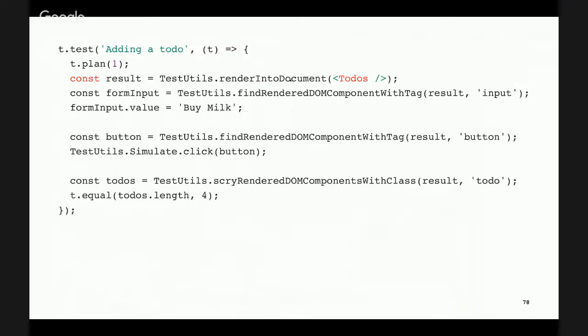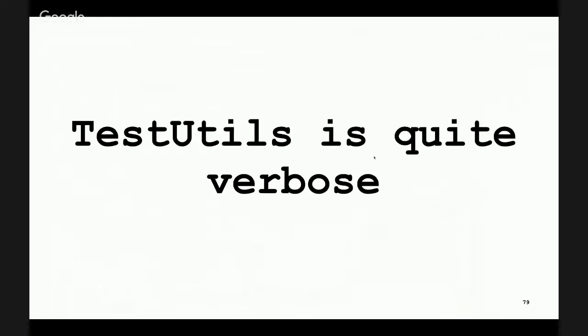So our whole test ends up looking somewhat like this. We render the whole component. We find the input, we fill it in, we click the button, and we assert there's now one more to-do on the page. So that's a high level test that some of our components are interacting correctly. However, as you might have noticed, TestUtils is pretty verbose.